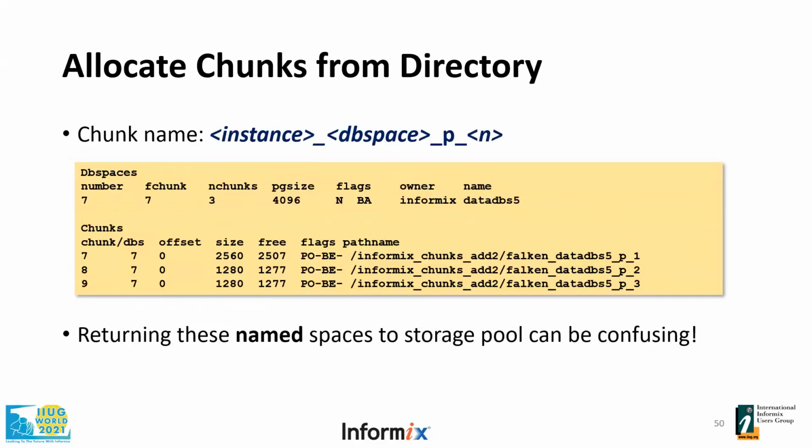They're automatically marked as extendable, and it follows a naming convention with the instance name followed by the DB space name followed by a P and then a sequential number. So in this example, I've added 3 chunks, all of which were created automatically for me in the directory that I created. So that's great. But thing to bear in mind, because of this rigid naming standard and that we've got a DB space name in there, we run into that same problem. If we decide to return all of these to the storage pool, then something with data DBS5 might be used to create a data DBS6. That's going to get really kind of confusing.